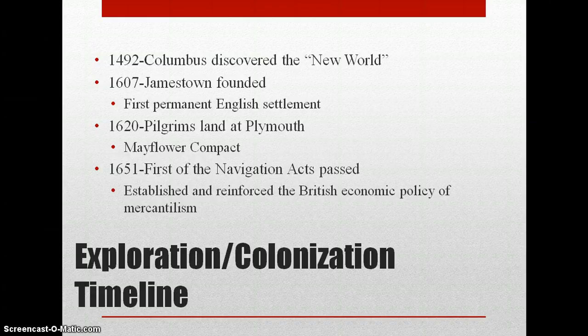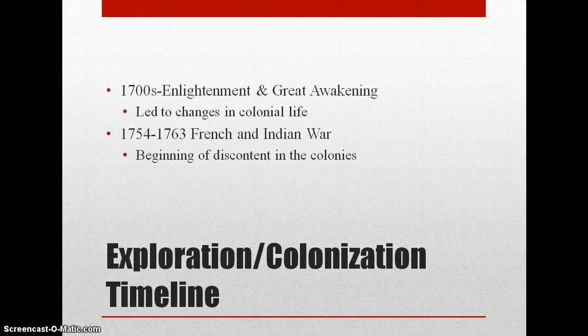And in 1651, the first of the Navigation Acts are passed, and these again establish and reinforce the British economic policy of mercantilism. In the 1700s, you have the Enlightenment and the Great Awakening, and those lead to a lot of changes in colonial life. People use science and reason to apply it to social aspects, and the Great Awakening causes an increase in church membership. Between 1754 and 1763, you have the French and Indian War, which is the very beginning of a lot of their discontent in the colonies, and many of the reasons for the call for independence are going to come from effects of the French and Indian War.